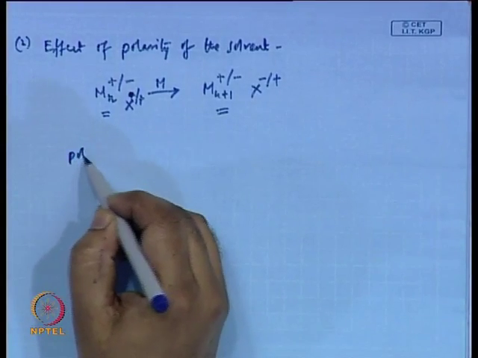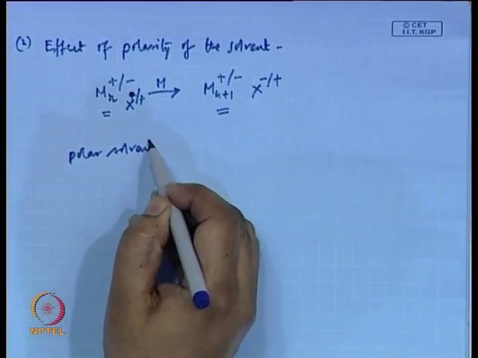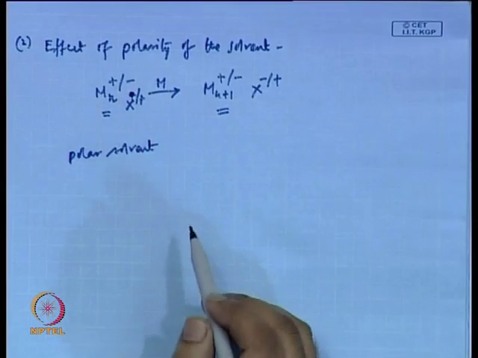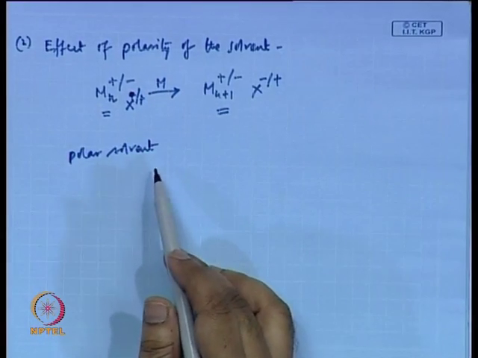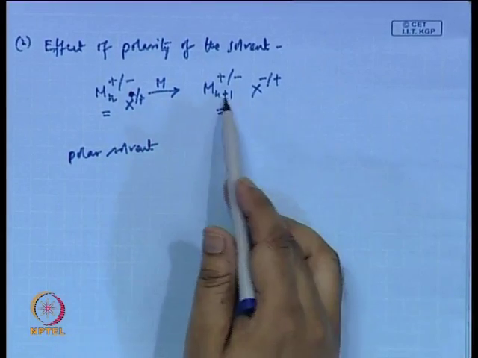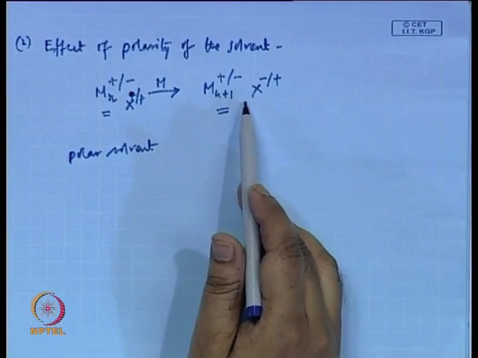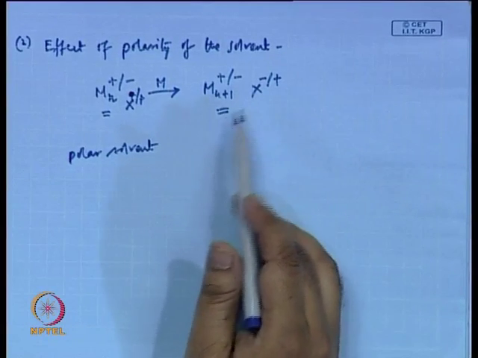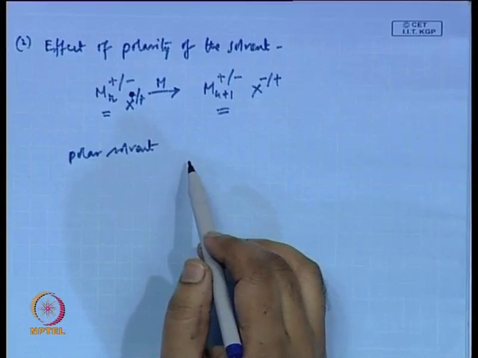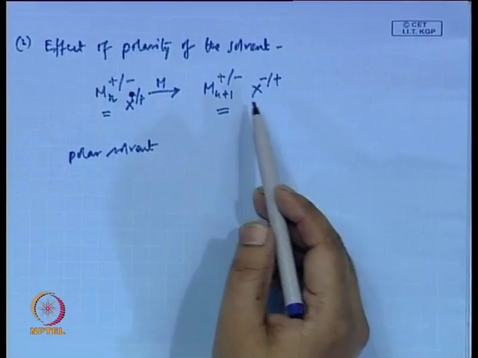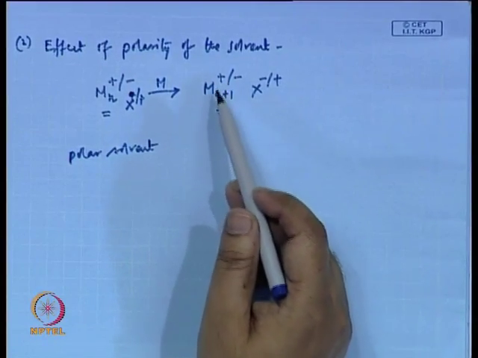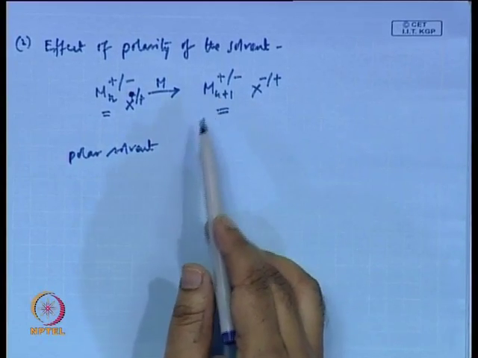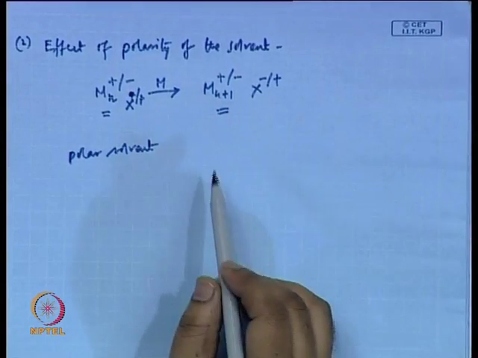So, it is always preferred that you do ionic reaction in a polar solvent, because if you have a polar solvent, then these oppositely charged ions will be well separated in the medium, and if they are well separated, obviously the reactivity of the active center in the propagating chain will be higher. So you have a higher rate of reaction and eventually higher molecular buildup.